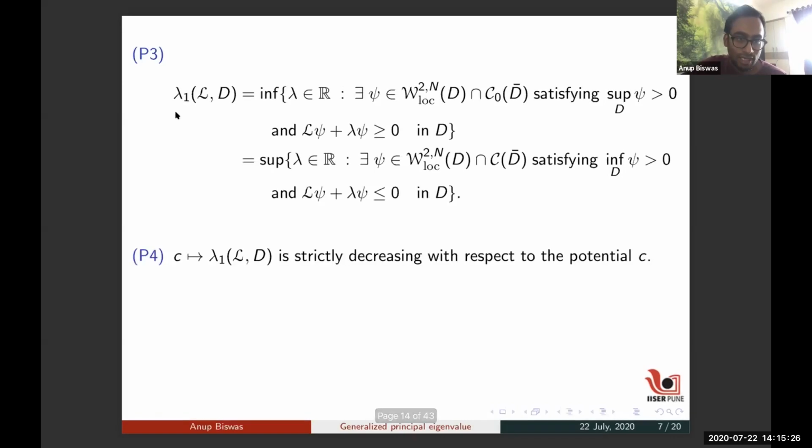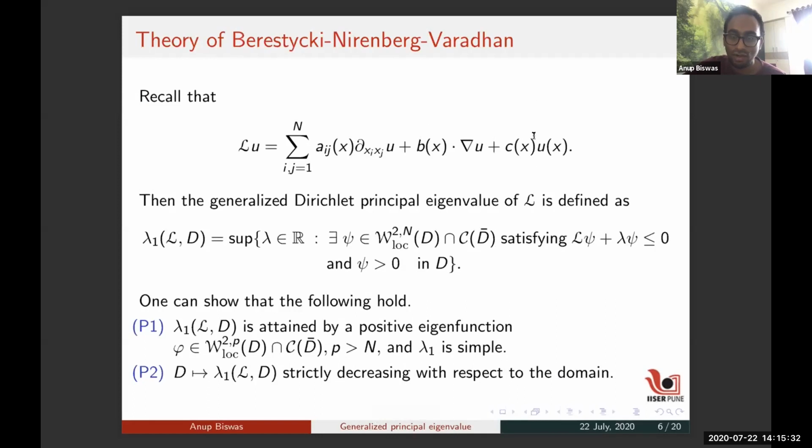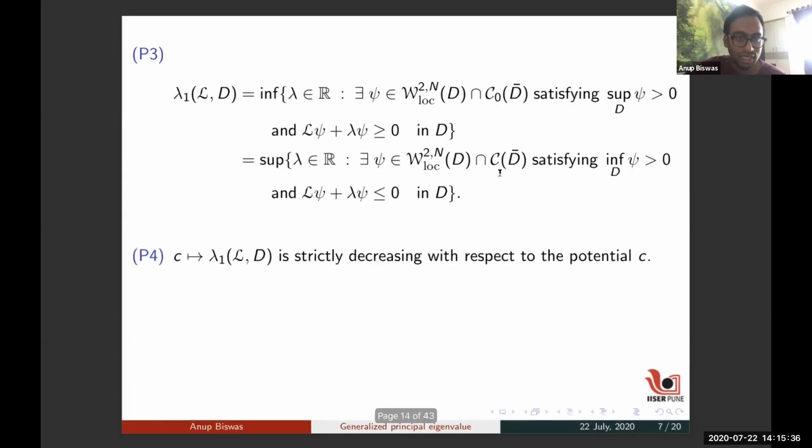Now, what is the relation with C? C is a potential term that I have in my operator. How does it behave with respect to C? If I increase my C, then my lambda 1 decreases again. If I have another one, C1, which is bigger than C on a set of positive measure, then lambda 1 of C1 will be strictly smaller than lambda 1 of C.